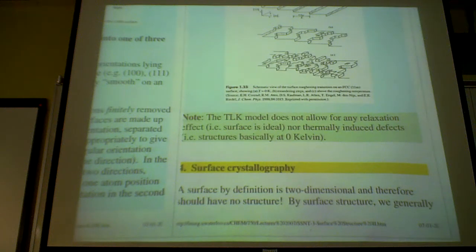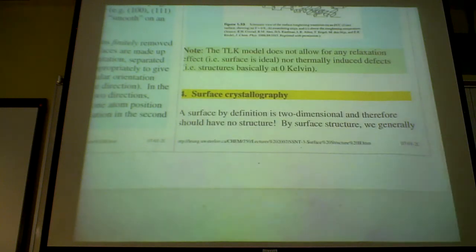Surface crystallography, just like the crystal crystallography that we studied a couple of lectures ago. They are a little bit simpler, as we'll see. A surface is a two-dimensional object, right? And in theory, it is an imaginary plane. But by surface structure, what we are talking about is actually this.